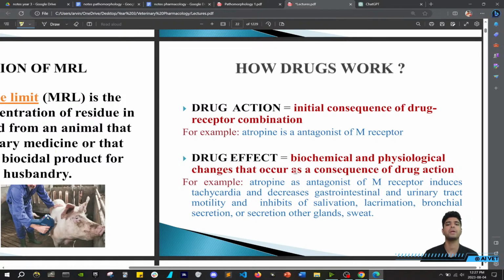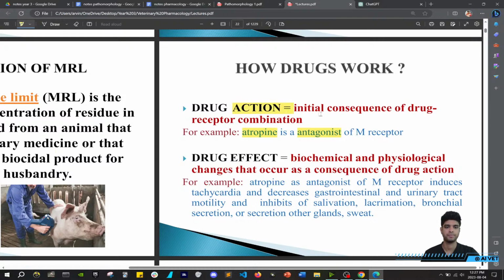Okay, so how does a drug work? It's a chemical molecular compound. It binds with cell receptors, which, as I said, are made of protein. These proteins bind with the drug molecules, or capture the drug molecules and hold them in place. In this case, they are giving an example: atropine is an antagonist of the M receptor. This is how drug action starts.